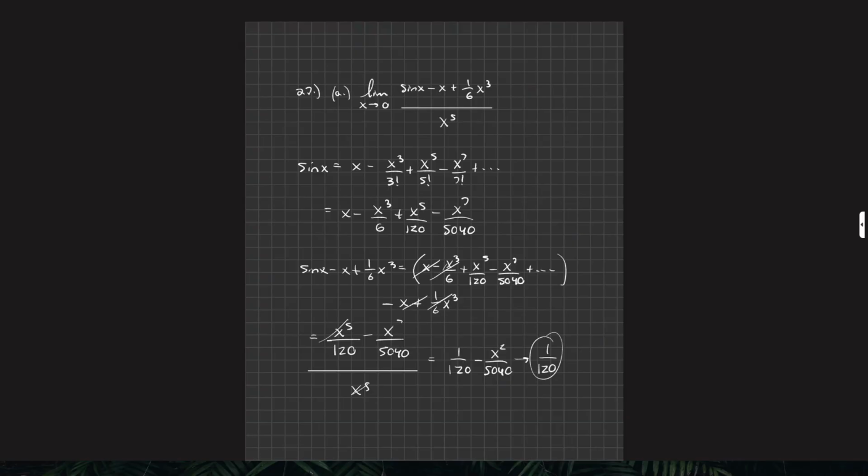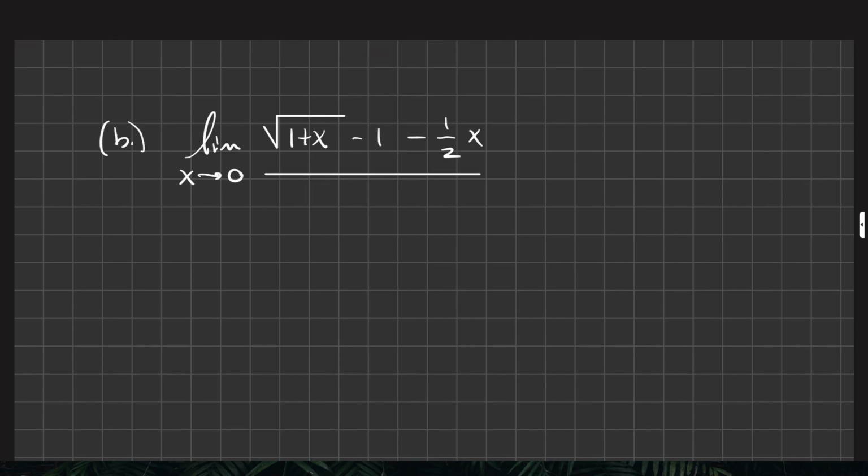Okay, let's look at another limit. So we now want to evaluate the limit as x goes to 0 of square root of 1 plus x minus 1 minus 1/2 x, all over x squared again.